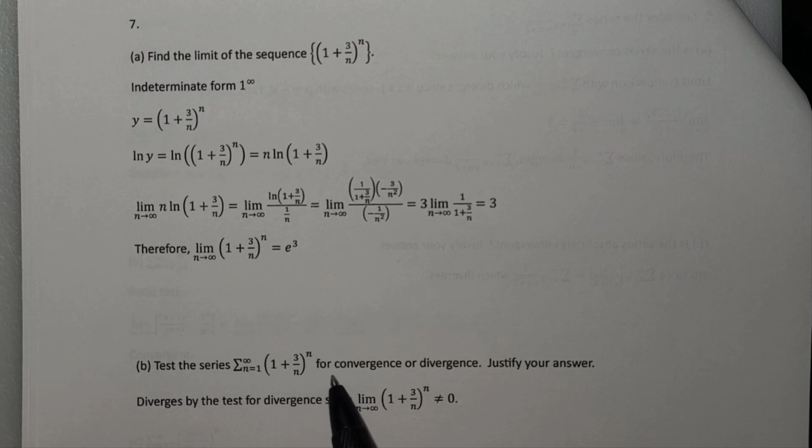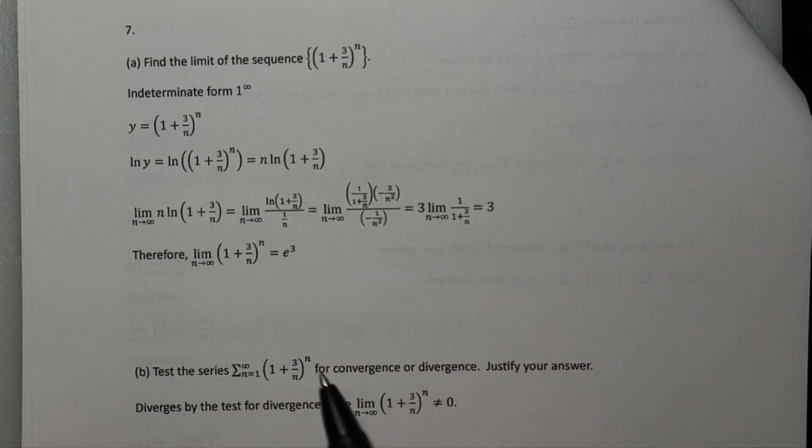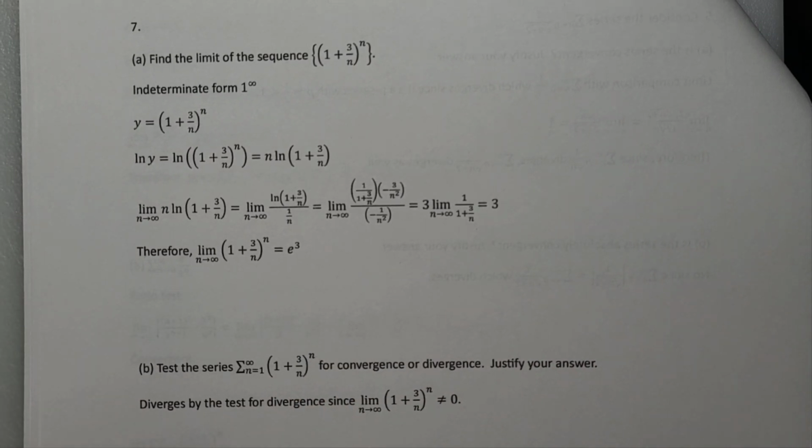Now test this guy for convergence or divergence. Justify your answer. Clearly, since this limit is e cubed, which is not equal to 0, the test for divergence says the series must diverge. As easy as that.